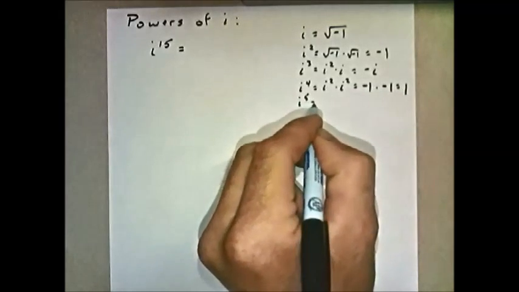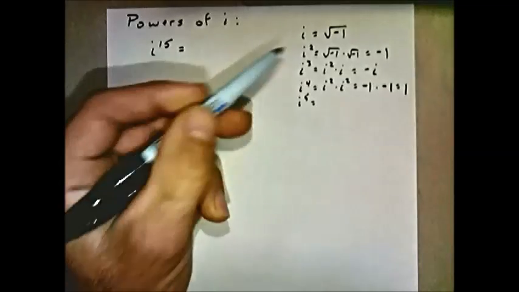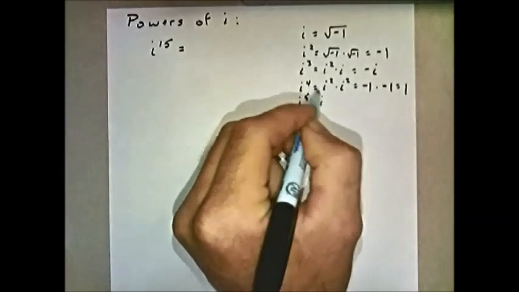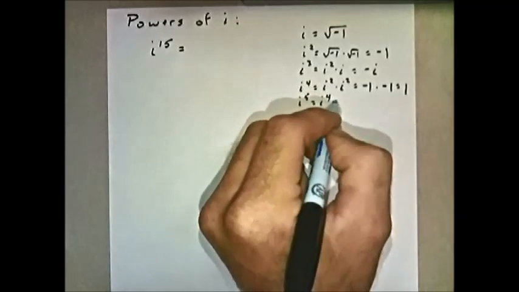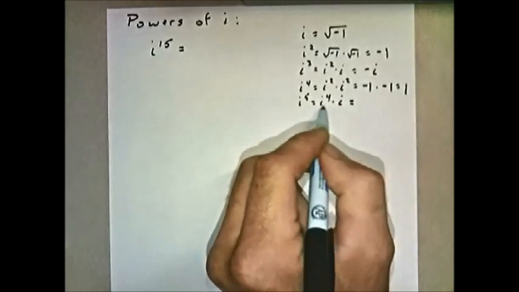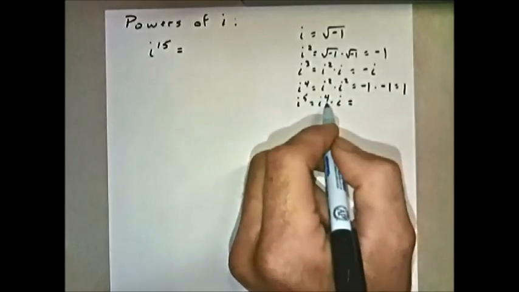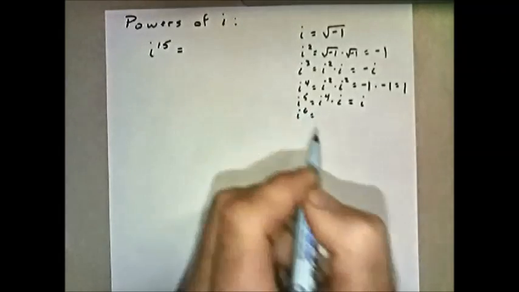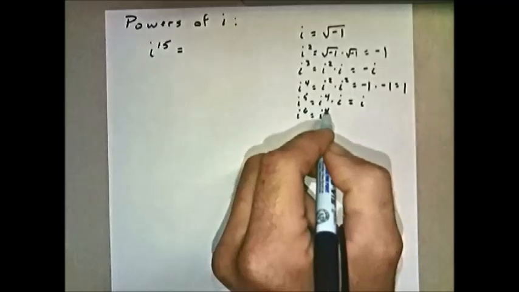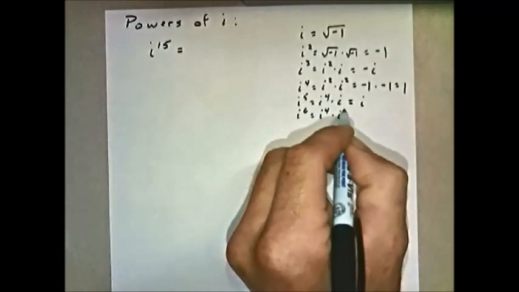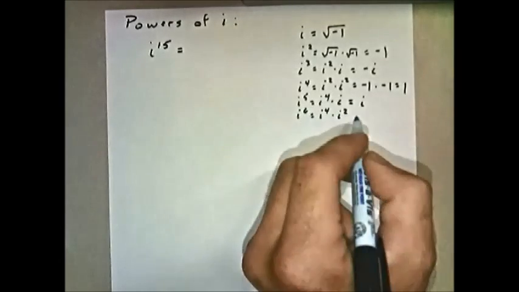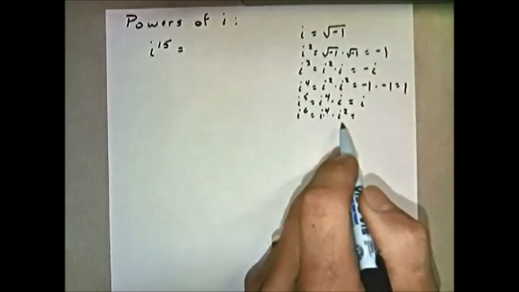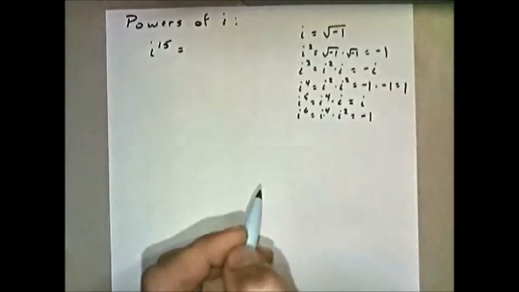If I continue this pattern, i to the fifth, using what we know, breaking it up however we want, arbitrarily I'll choose i to the fourth times i, because I know that i to the fourth equals 1. So I have 1 times i, or i. i to the sixth, I'm going to break up into i to the fourth, because I know that's 1, times i squared. Notice my exponents still add up to be 6. So I end up with i squared, which is really -1. So I have 1 times -1, which is -1.